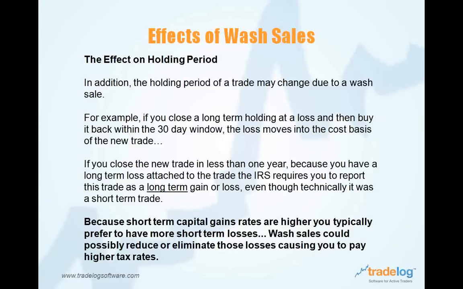Okay, so now say that the new trade, you close that, you sell it out in less than 1 year. Technically, that new trade is a short-term gain or loss, correct? Well, that's correct, but because of the wash sale rule, the IRS says that you have to report that trade as a long-term gain or loss, even though technically it was a short-term trade. Now, of course, we know that short-term capital gains rates are higher, so usually you prefer to have your losses as short-term. In this case, the wash sale rule could possibly reduce or eliminate those short-term losses and could cause you to pay a higher tax rate because those losses have been, in essence, shifted over to your long-term gains and losses. Not as often that we see that type of negative effect, but it is something that can occur because of the wash sale rule.